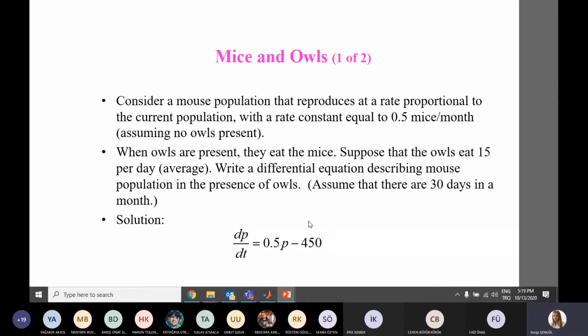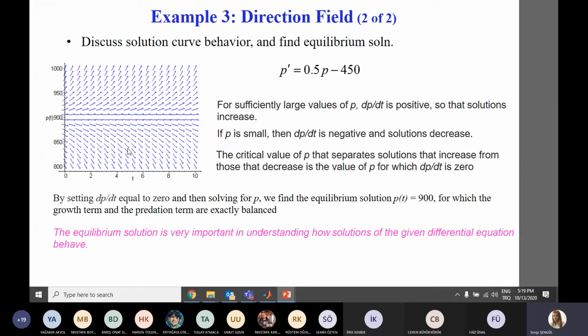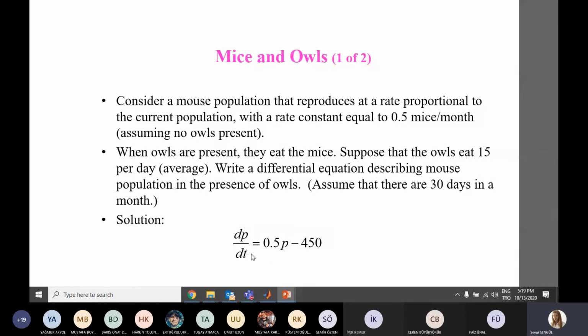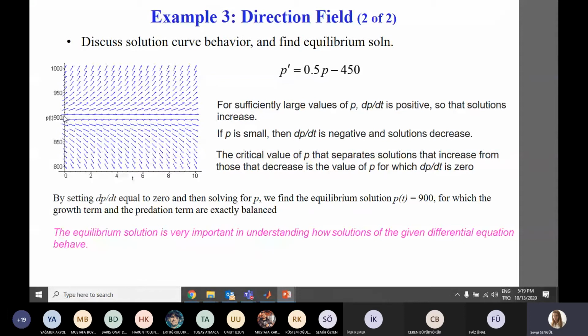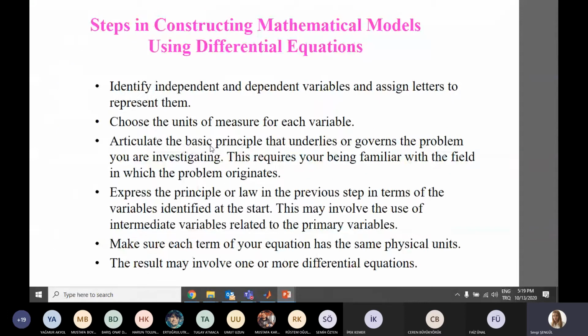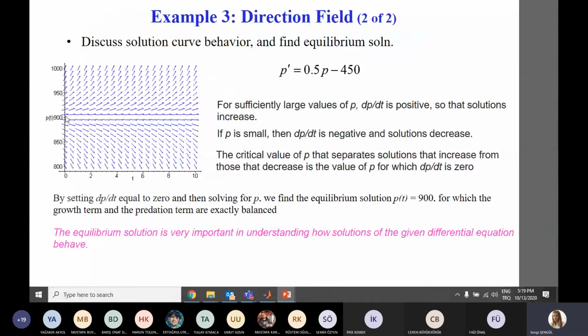As you can see, this is your second differential equation. Again, this is a linear differential equation. And you can check its equilibrium by setting this equal to 0. If 0.5p minus 450 is equal to 0, p will be 900. And you can see that at 900 there is an equilibrium value, and if your initial mouse population is more than 900, the mouse population is going to be increasing. But if your initial mouse population is less than 900, then the mouse population will be decreasing. Maybe it will go extinct in this area. So you can again understand the dynamics by looking at the equilibrium solution and the direction fields.